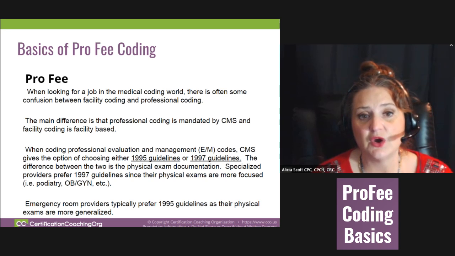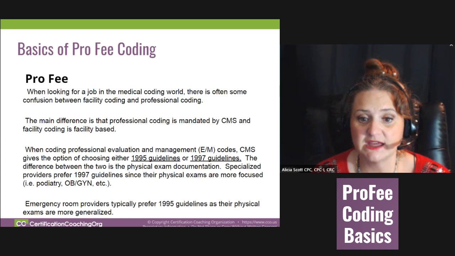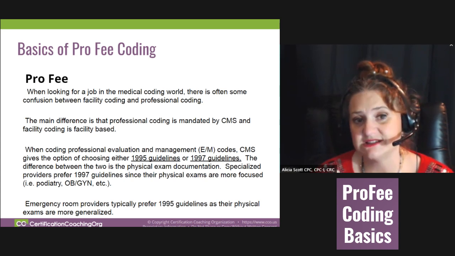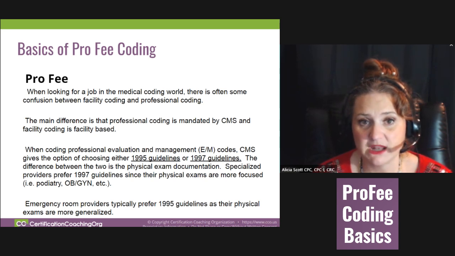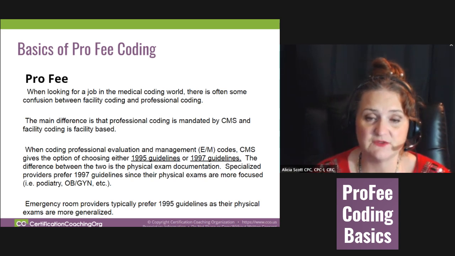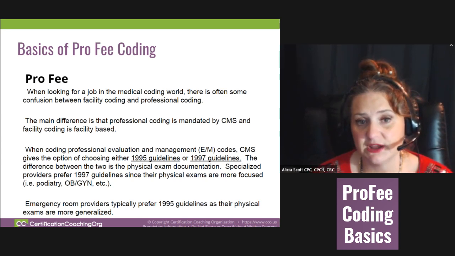Emergency rooms, though, usually like to use 95 guidelines because of the way the exam is set up in the evaluation and management. They've got bullet systems and stuff. And if you're just new to your coding course, of course, you'll be learning about these guidelines.